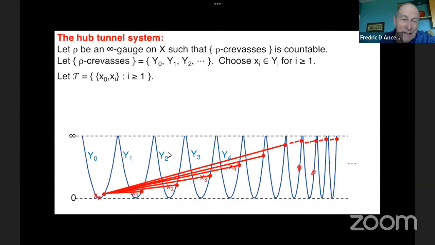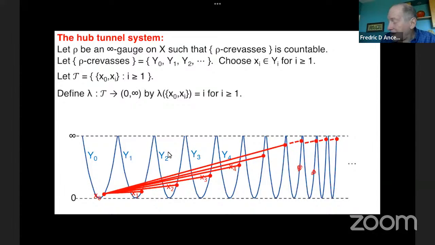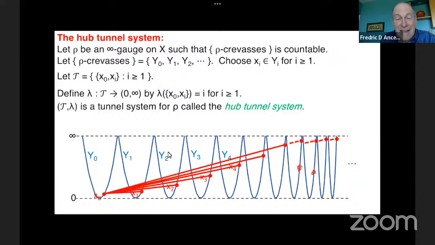And then you simply define the length of the tunnel that goes from x0 to xi to be length i. And I call this the hub tunnel system because everything goes through the hub at x0. And this is bad. There are only finitely many tunnels of length less than a given epsilon. And because it's bad, it's a proper tunnel system.